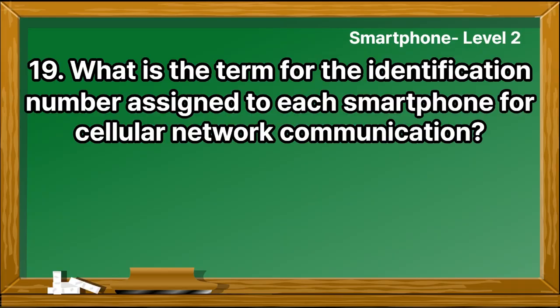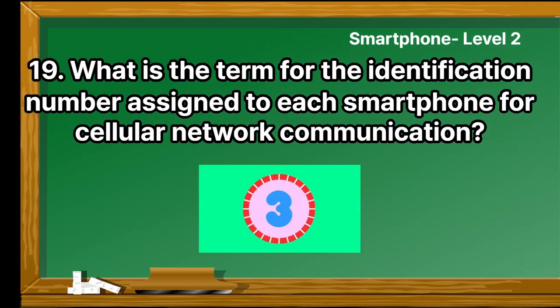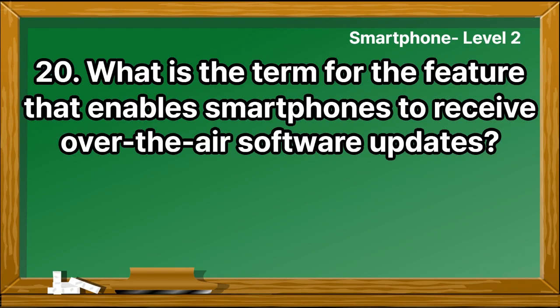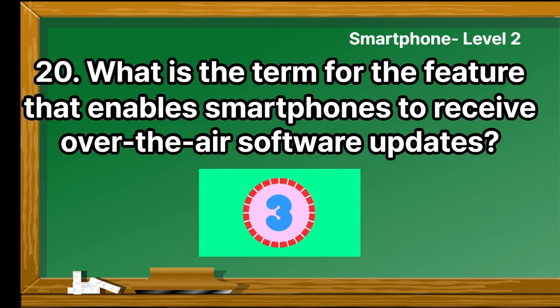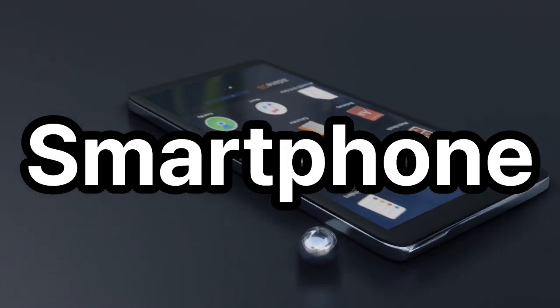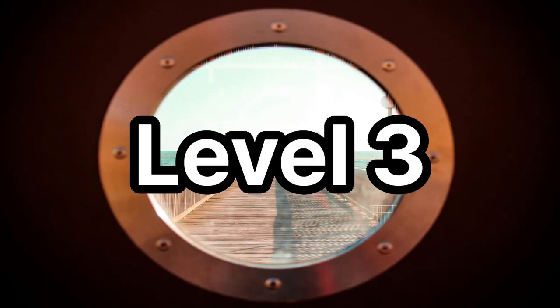What is the term for the identification number assigned to each smartphone for cellular network communication? IMEI. What is the term for the feature that enables smartphones to receive over-the-air software updates? OTA update. Smartphone. Level 3.